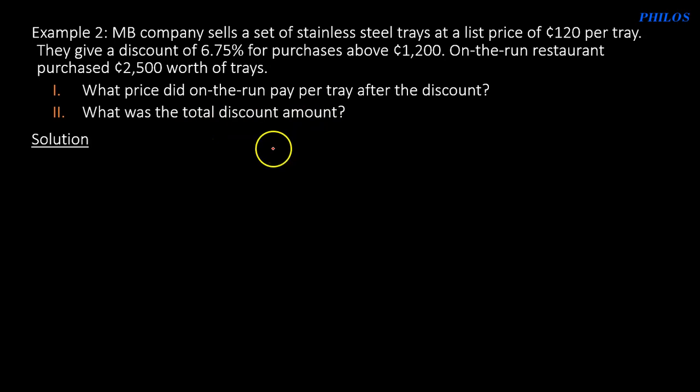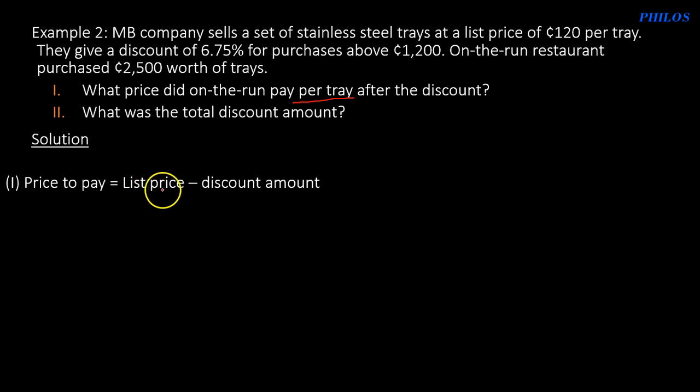So to solve this, the first question says, what price did On the Run pay per tray after the discount? We want to find the price they pay per tray after discount. It means we should find the net price of one tray. To find it, we use the formula list price minus discount amount. So the price to pay for one tray, which is the same as the net price of one tray, should be the list price of one tray minus the discount amount on one tray.